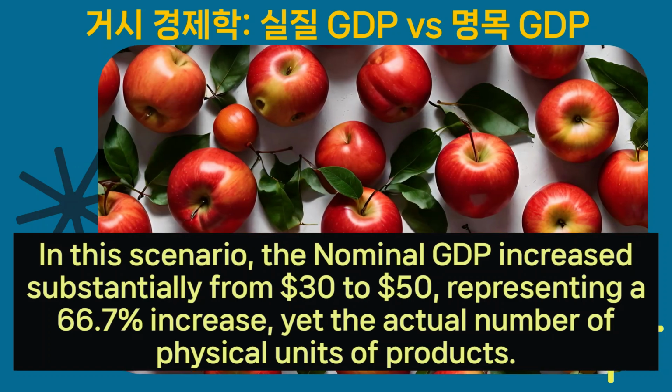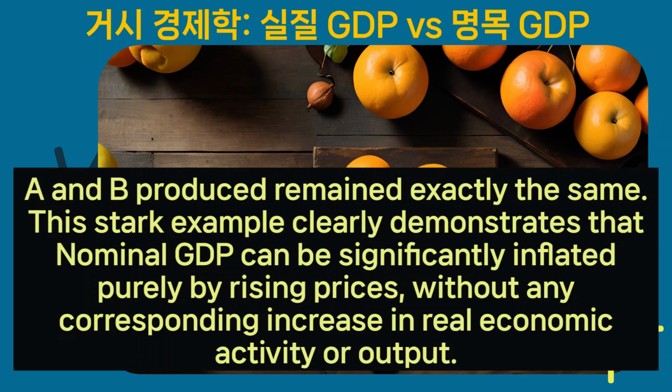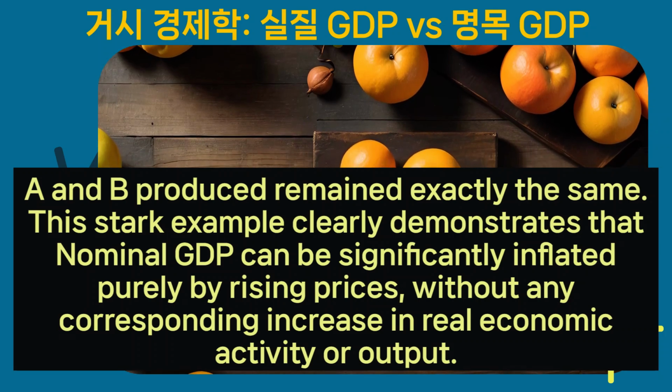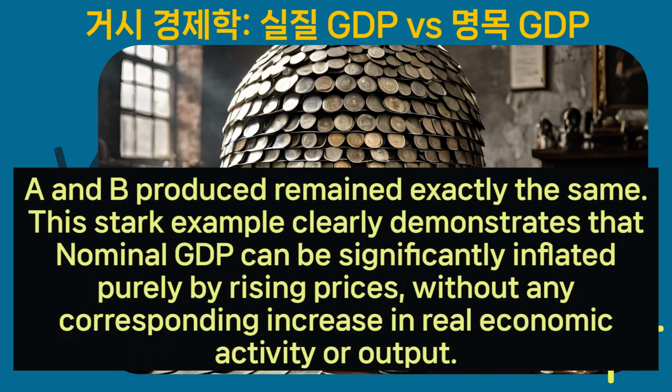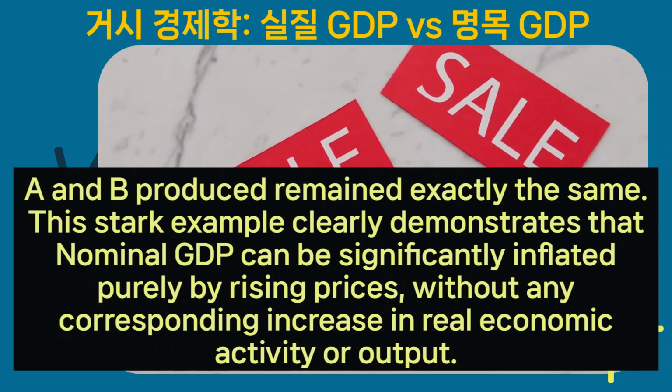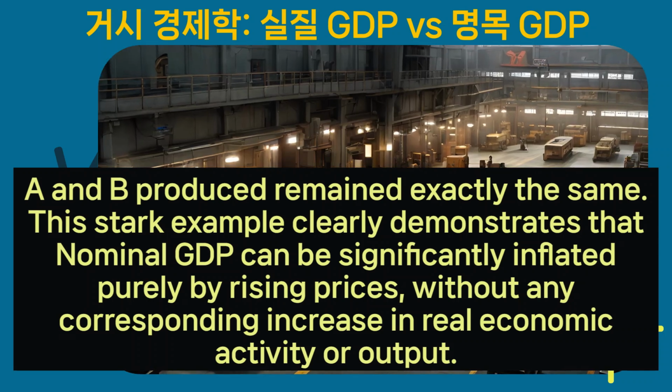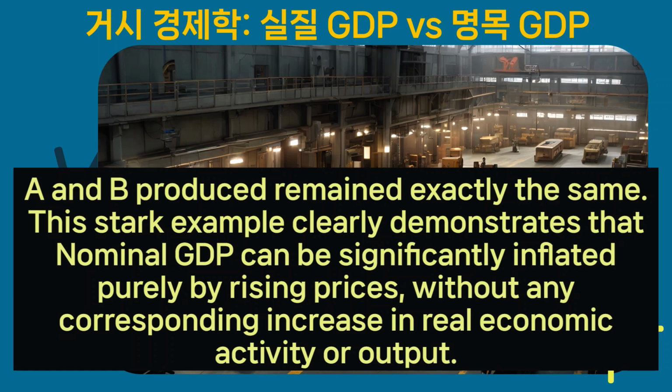Yet the actual number of physical units of products A and B produced remained exactly the same. This stark example clearly demonstrates that nominal GDP can be significantly inflated purely by rising prices without any corresponding increase in real economic activity or output.